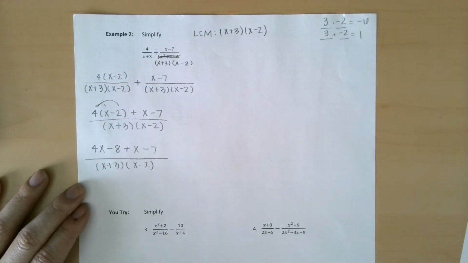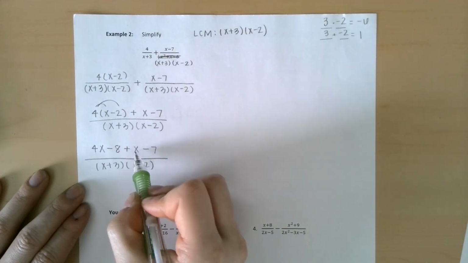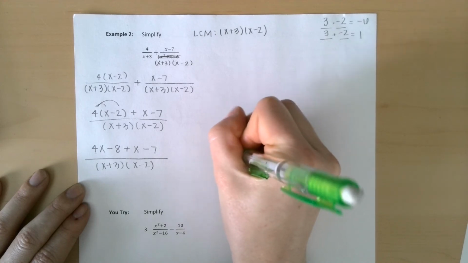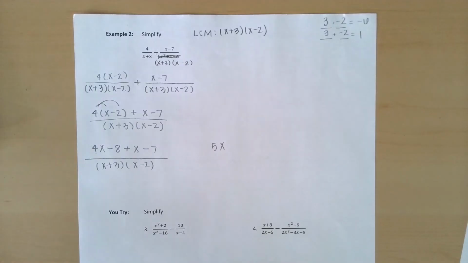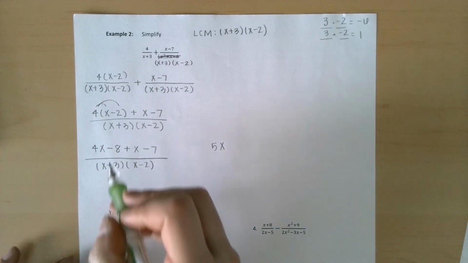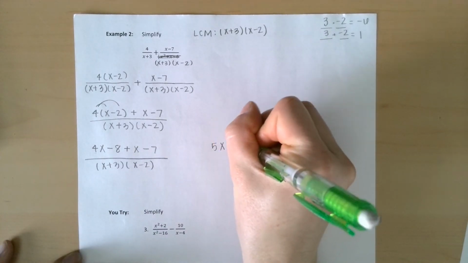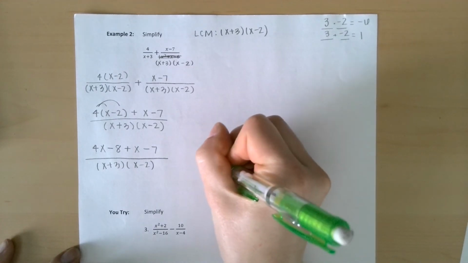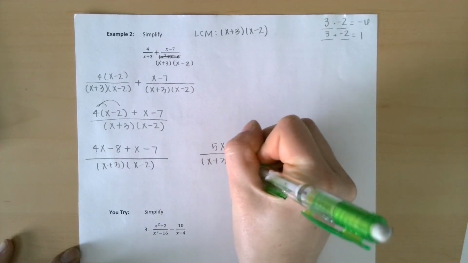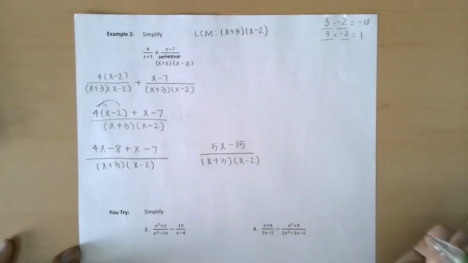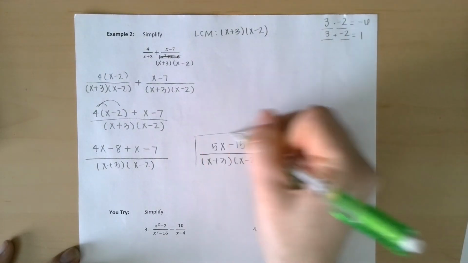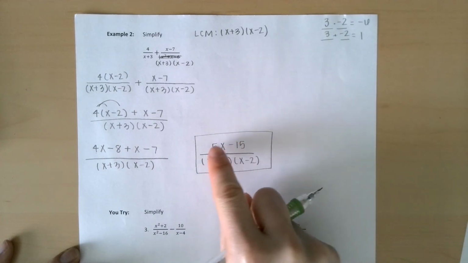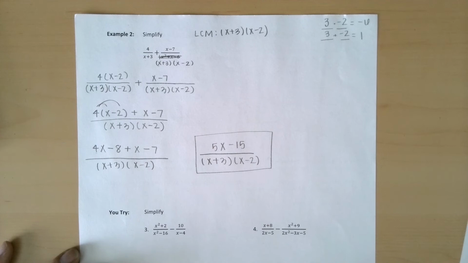Okay, we are almost there. Combining like terms on top, 4x plus 1 more gives me 5x. Negative 8 minus 7 gives me negative 15. And my denominator is still x plus 3, x minus 2. This right here, my final answer. My denominator matches that LCM. My numerator is in standard form.